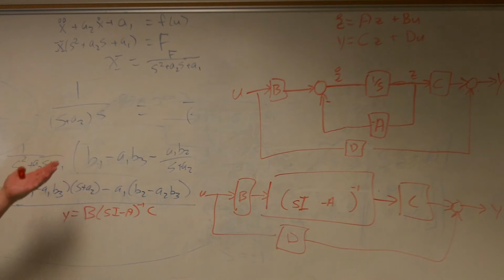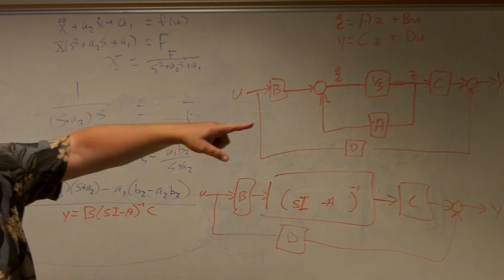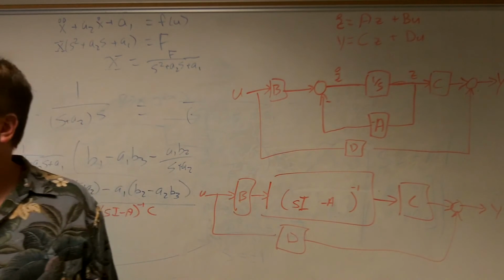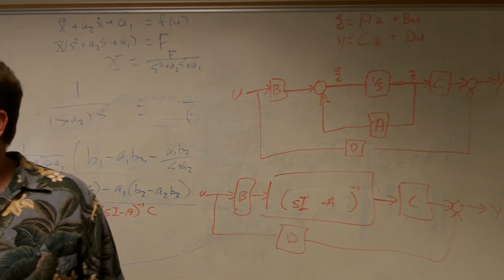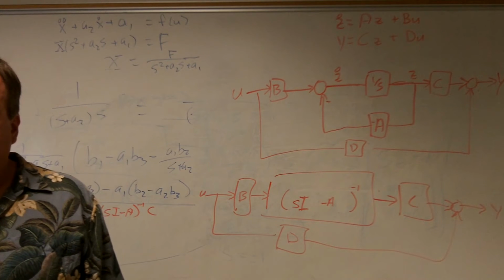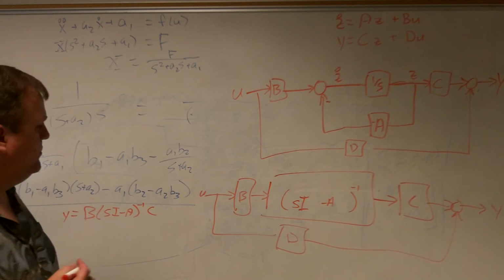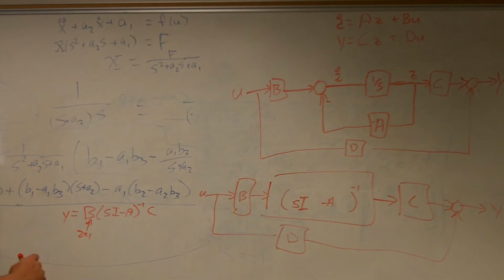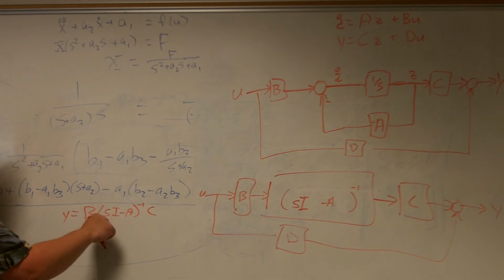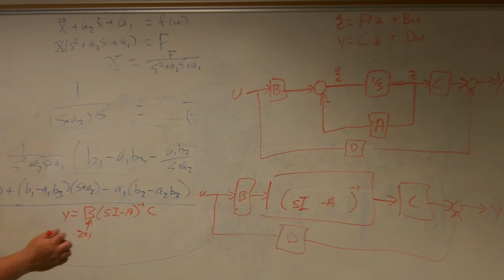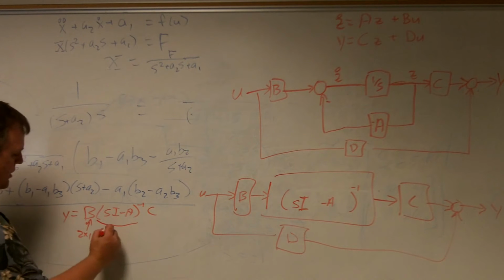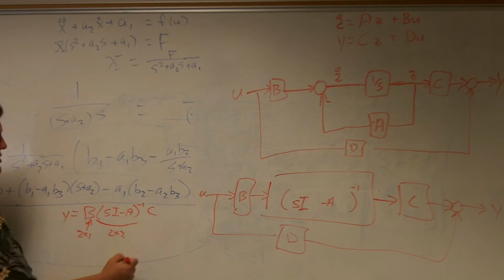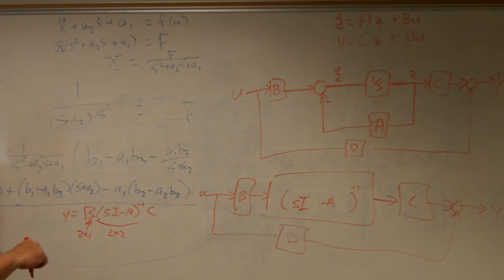Now, what's the dimension of B, just for our initial example we gave? It's 2 by 1, right? Yes. So this is a 2 by 1. A is a 2 by 2 matrix. Add SI to it, it's still a 2 by 2 matrix. Invert it, it's still a 2 by 2 matrix. So this is a 2 by 2, and C is a 1 by 2.